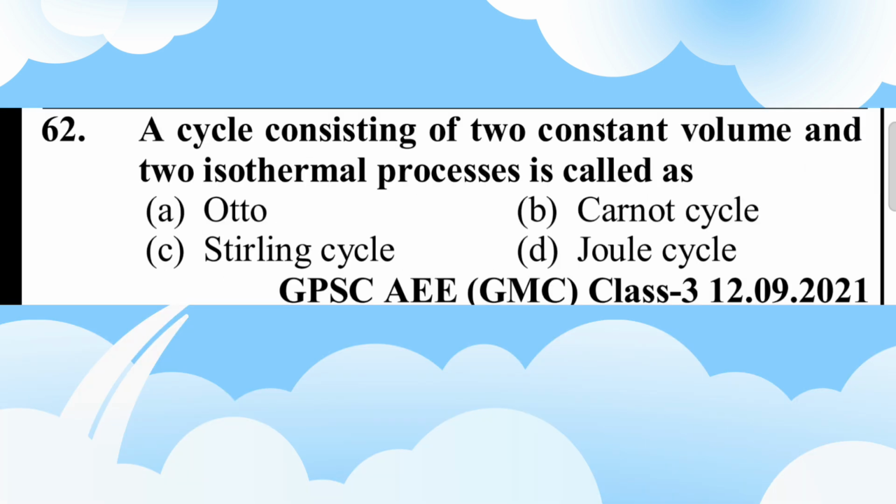Question number 62. A cycle consisting of two constant volume and two isothermal processes is called: A. Otto cycle, B. Carnot cycle, C. Stirling cycle, D. Joule cycle. C, Stirling cycle.